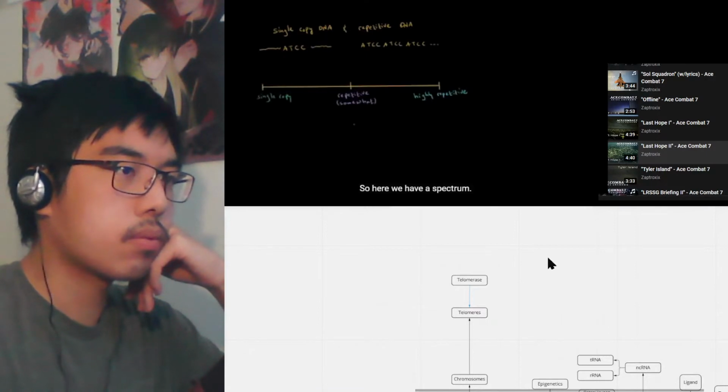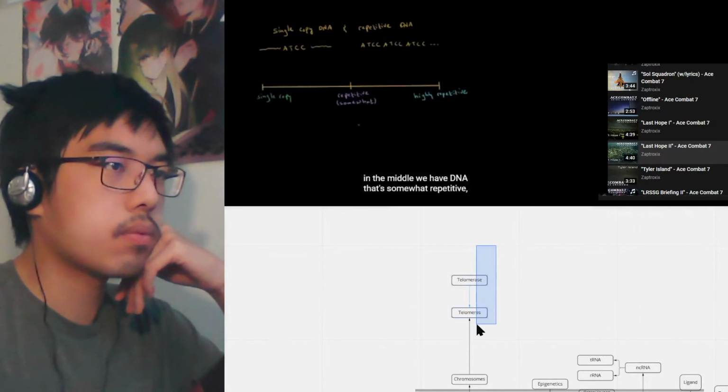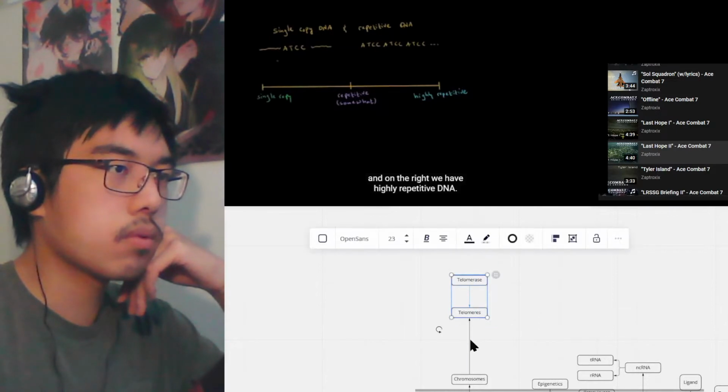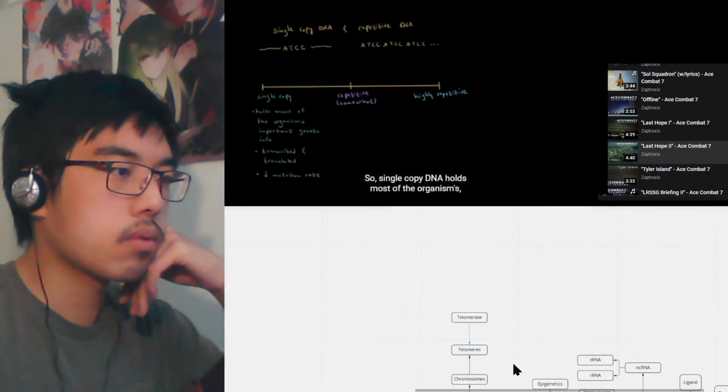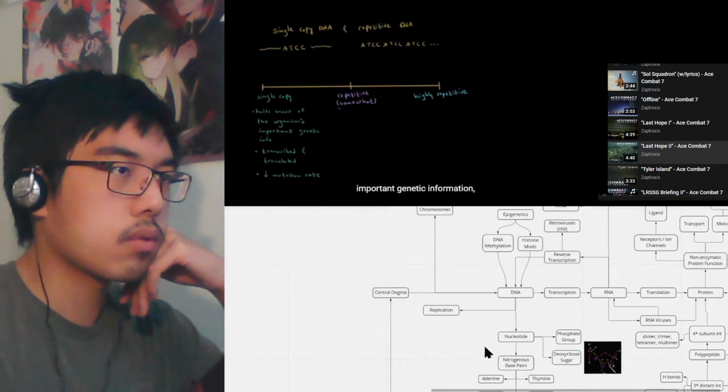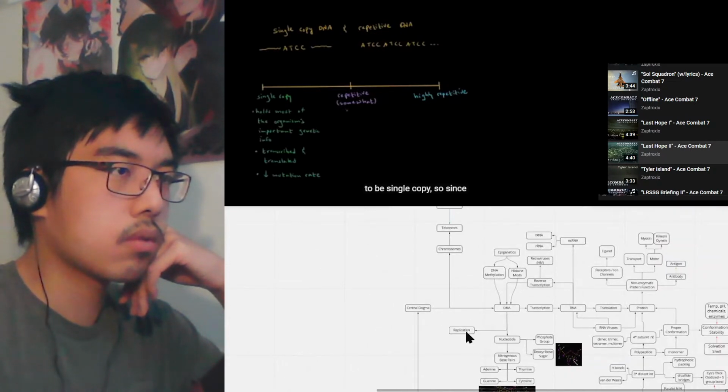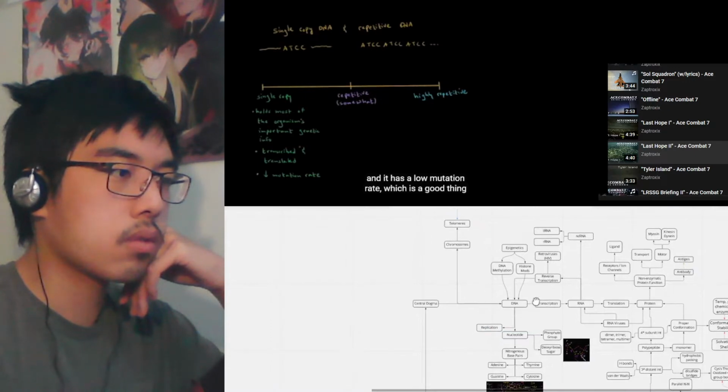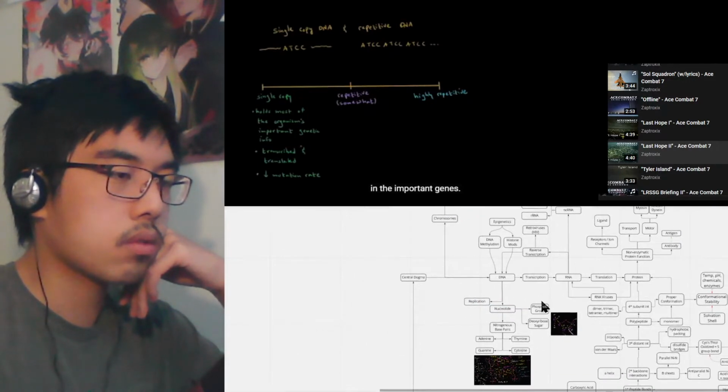So here we have a spectrum. On the left, we have single copy DNA. In the middle, we have DNA that's somewhat repetitive. And on the right, we have highly repetitive DNA. Single copy DNA holds most of the organism's important genetic information. So basically, most of the important genes are going to be single copy. Since the important genes are single copy, DNA is transcribed and translated, and it has a low mutation rate, which is a good thing because, of course, we don't want there to be mutations in the important genes.